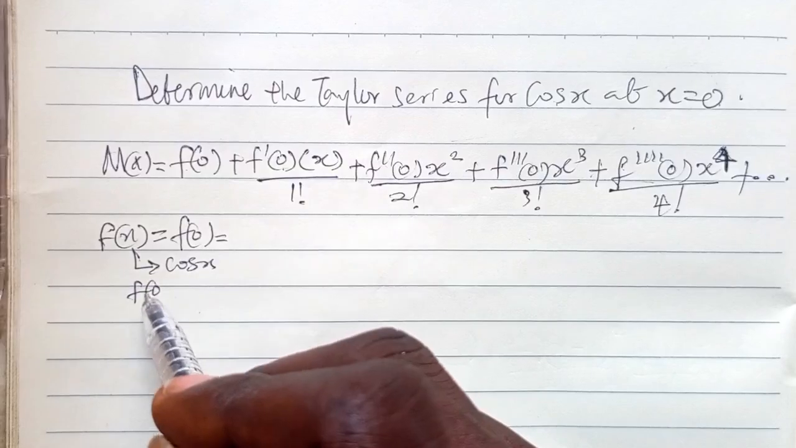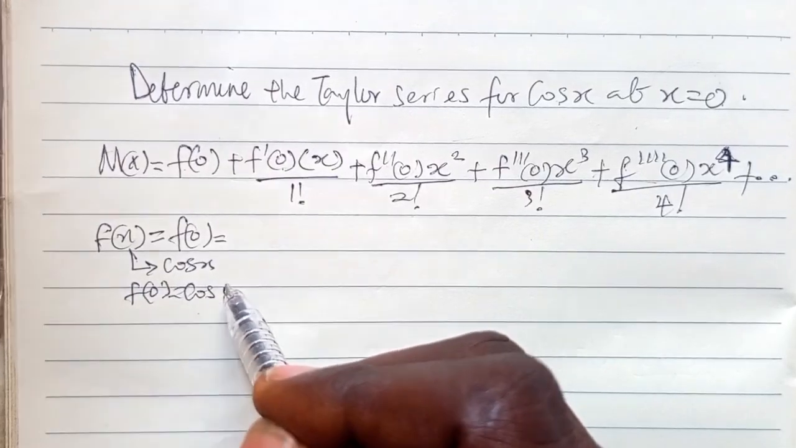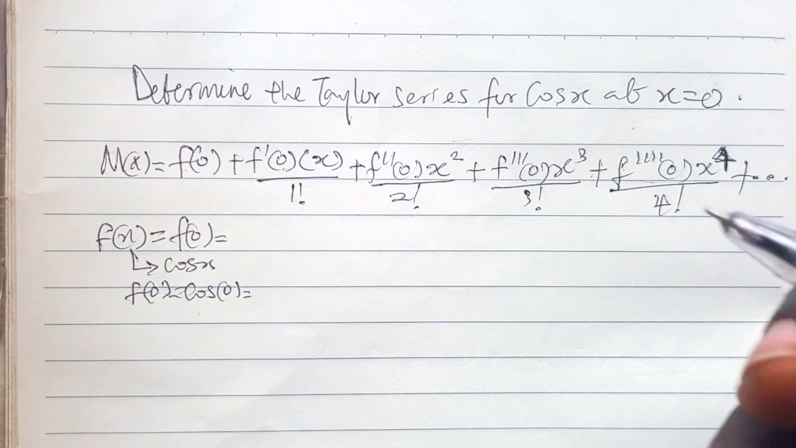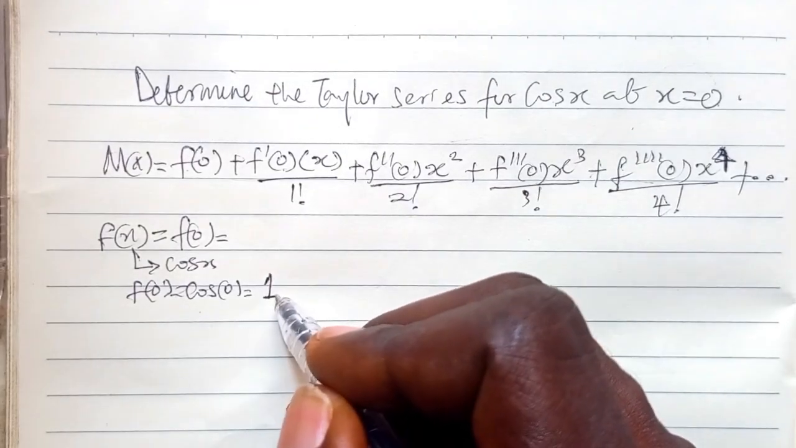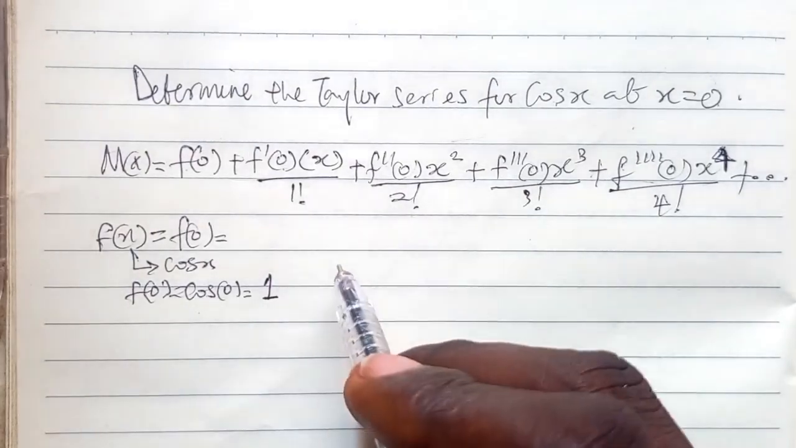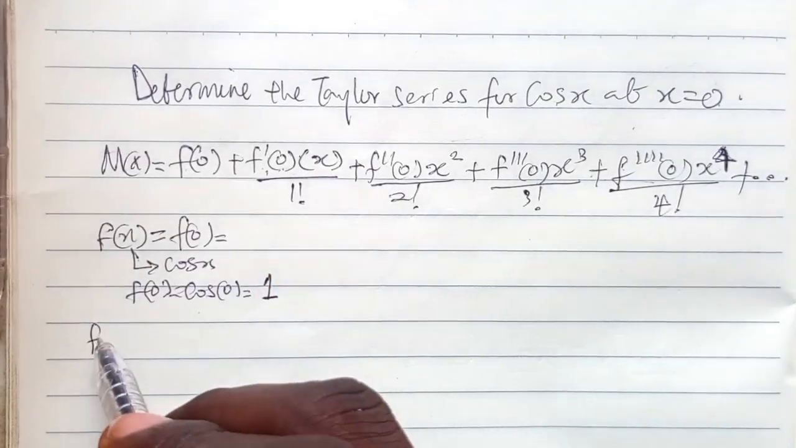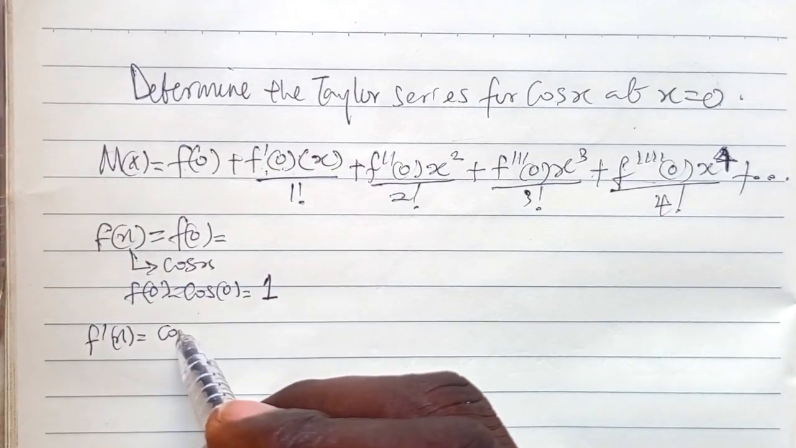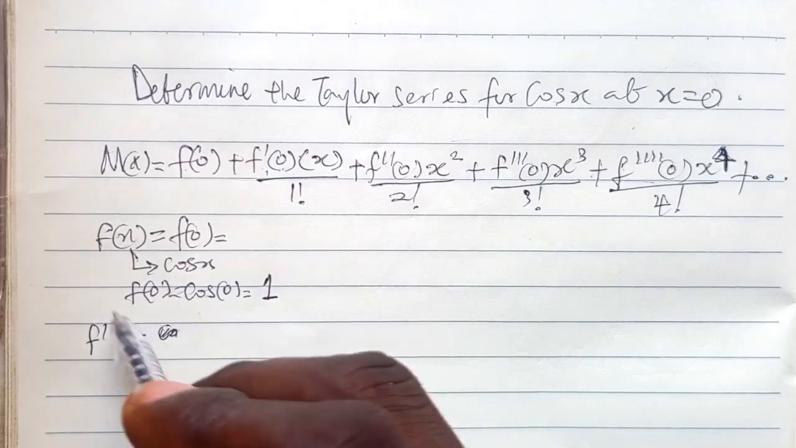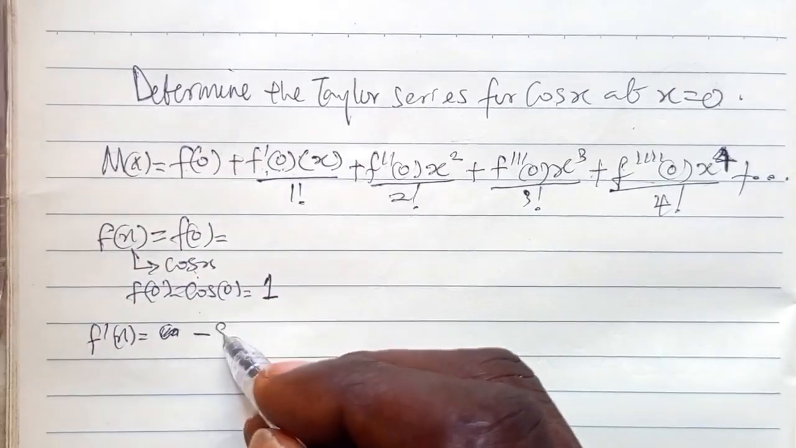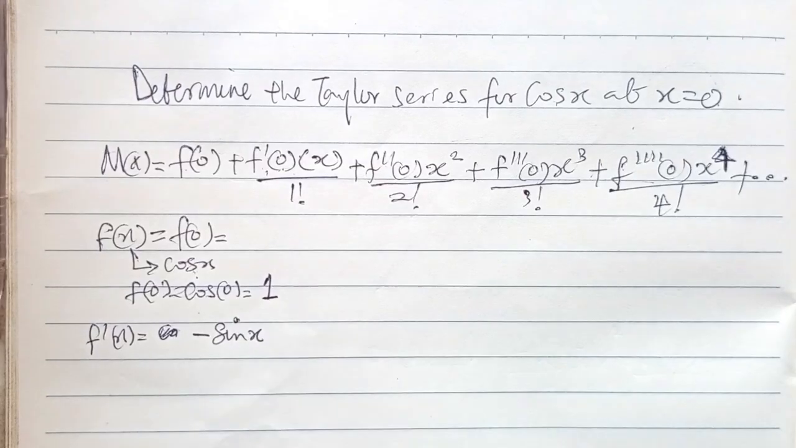So that means f of 0 will be cosine of 0. Now, cos 0 on your calculator will give you 1. So cos 0 is 1. Okay? Now leave that one like that. Differentiate now for f prime of 0. I'm going to differentiate once, f prime of x. If I differentiate cos x, I'm going to get minus sine x.